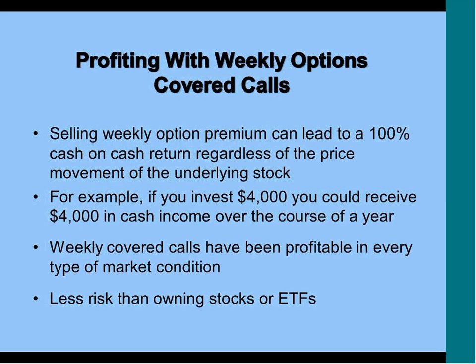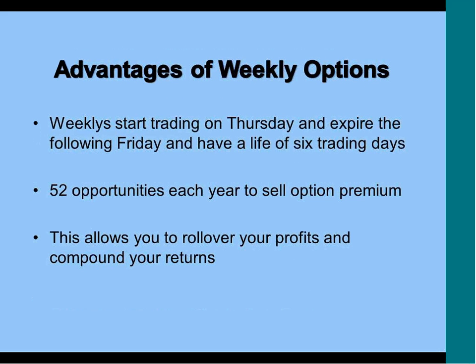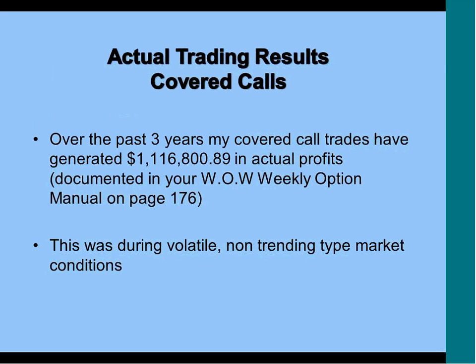And just to explain weekly options in case you're not familiar with them, the weekly options start trading on Thursday and they expire the following Friday. So they have a life of 6 trading days. So this gives you 52 opportunities each year to sell an option premium with a covered call. And you can roll over your profits every week and then compound your returns by initiating more covered call trades, which I've been doing for many years. Now, over the last 3 years, I had over $1.1 million in actual profits with these covered calls.